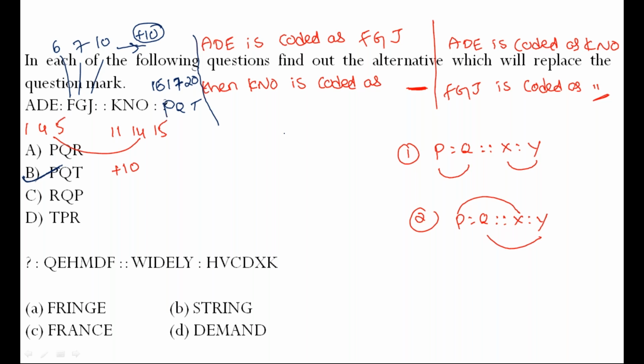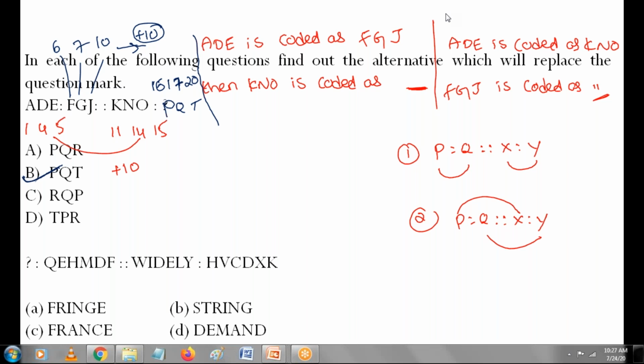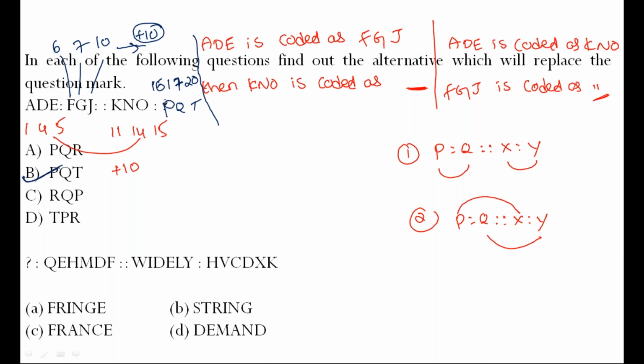So any one among these, whichever is easy, that logic you can apply, depending on the situation, guys. Now see the second question, where we have a very good update. First pair you have to find. Just for easy understanding, I can write like this: HVCDXK is coded as IWDEYL. QEHMDF is coded as what?